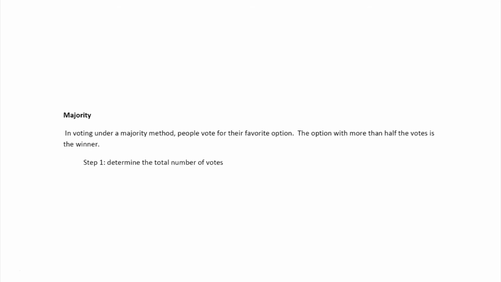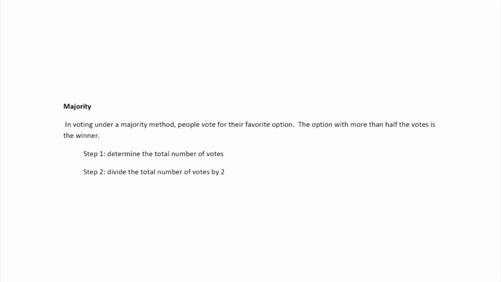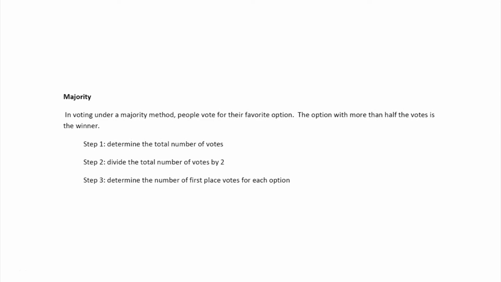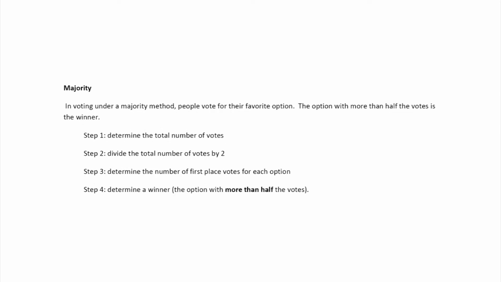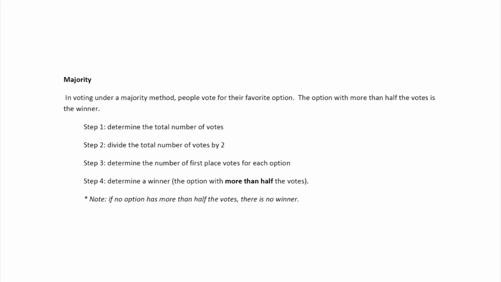The first step is to determine the total number of votes. Then divide that number by 2. That gives you the threshold that you have to get over in order to have a majority. So if you had 100 votes and you divide it by 2, you get 50. That means you have to have more than 50 votes to be the winner in the majority situation. Step 3 is to determine the number of first place votes for each option, and then determine a winner. So whichever option has more than half the votes. Note, if no option has more than half the votes, there is no winner in this method.